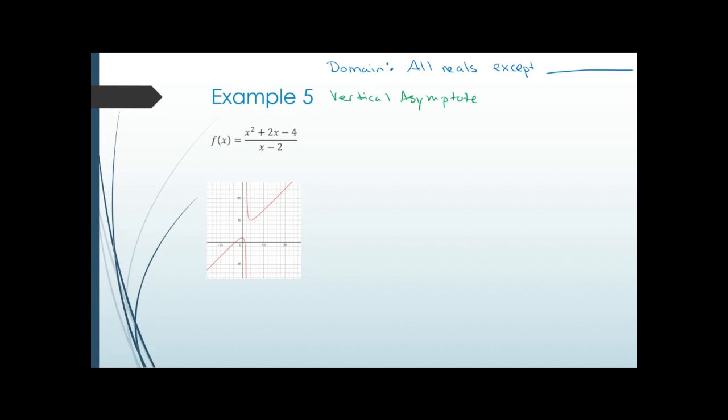That is where the denominator is equal to 0. The denominator is x minus 2, so I have x minus 2 equal to 0. You solve for x, you get x equals 2. So that is here. So our domain is all reals except x equals 2.